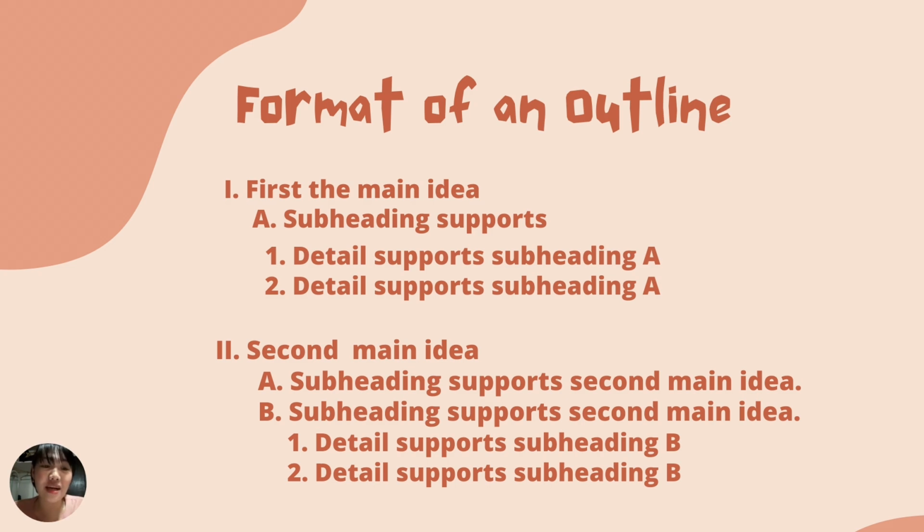So you are going to write your second main idea about your topic, which is the college course. We made the college course our topic for making this outline. We have here the second main idea, and then A, a subheading that supports the second main idea, and then B, we added another subheading. It supports the second main idea too. Under your subheading, we have here a detail that supports your subheading letter B. Again, this is the format of an outline.